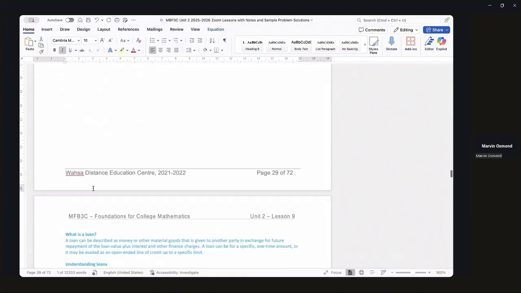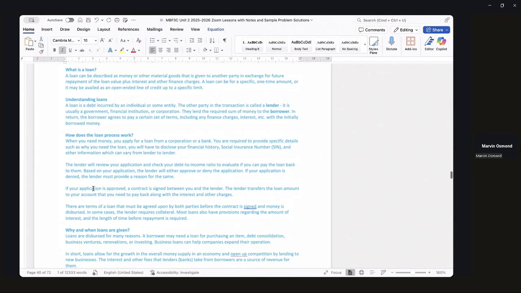Okay, so now we're going to get into loans. What exactly is a loan? And again, this is blue material, so it's new material. So what is a loan? A loan can be described as money or other material goods that is given to another party in exchange for future repayment of the loan value plus interest and other financial charges.